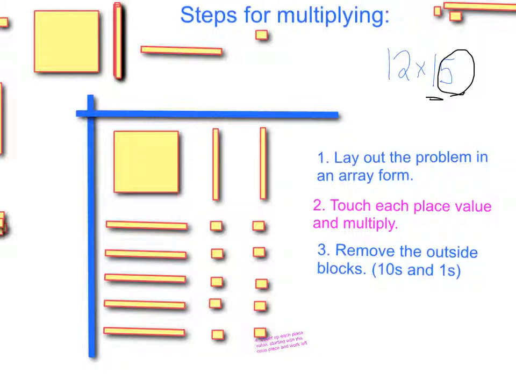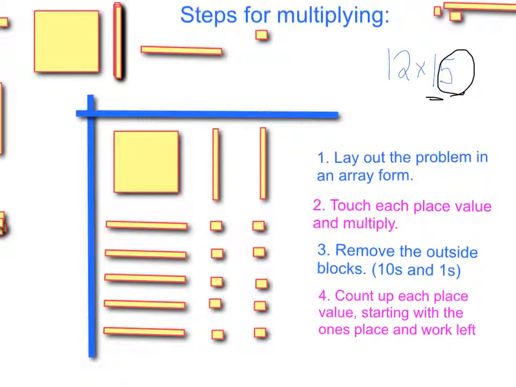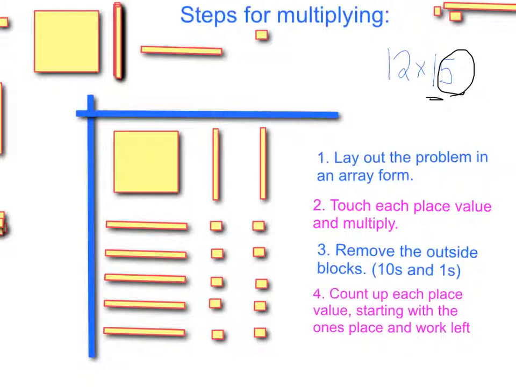Okay. All right, now we're on to our fourth and final step. So again, I hope you've been writing each of these down for easy referral when you come back to class. Our fourth step is to count up each place value, starting with the ones, and work left. And that's going to give me my answer. And here's where I may or may not need to regroup. It'll depend on how many of each place value I have. Remember, 10 of something means I need to regroup. So let's go ahead and count.